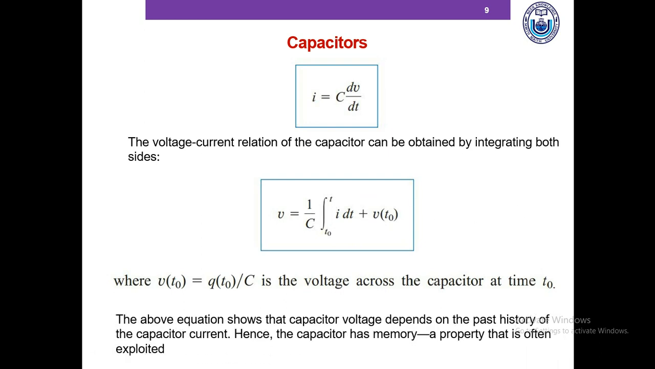So the above equation shows that the capacitor voltage depends on the past history of the capacitor current. So the capacitor has a memory, a property that is often exploited in digital circuit design. The voltage doesn't only depend on time t, it depends on the interval from t0 to t, which is an earlier time. So in order to determine the voltage at time t, we need to know the current from t0 to t. So it depends on the past history of the capacitor current.